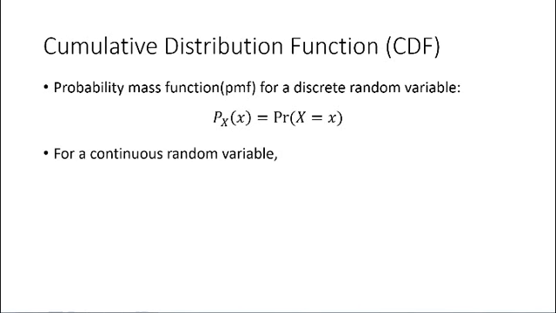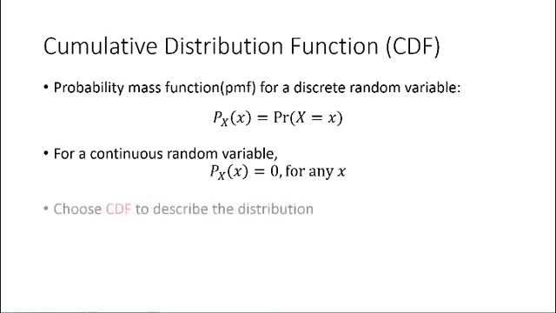But when it comes to the continuous case, probability mass function cannot show the distribution of the continuous random variable because the probability at any point is equal to 0. So we then choose the cumulative distribution function, which is abbreviated as CDF, to describe the distribution of the continuous random variable. The CDF characterizes the probability that X is less than or equal to a given value.